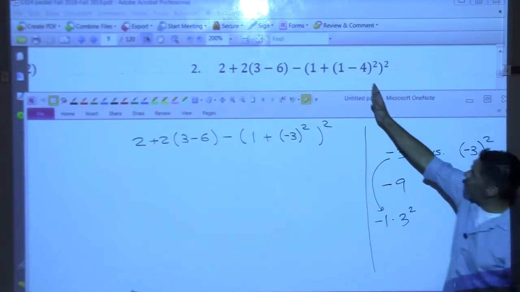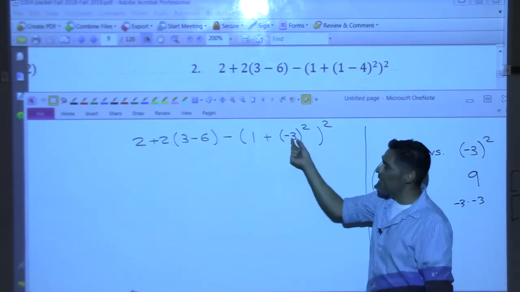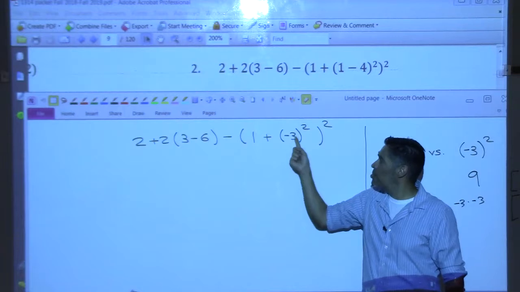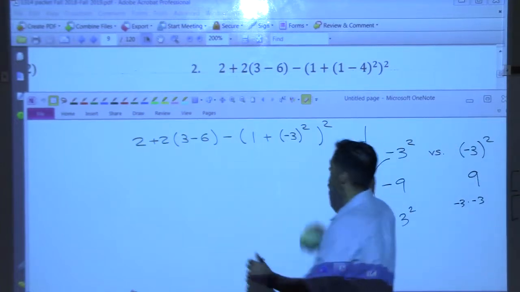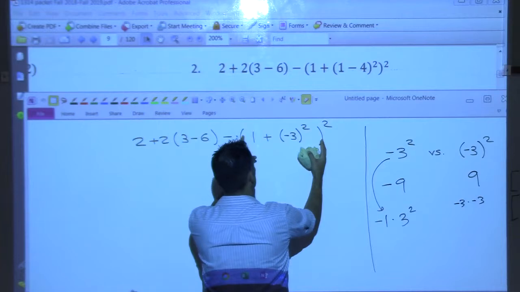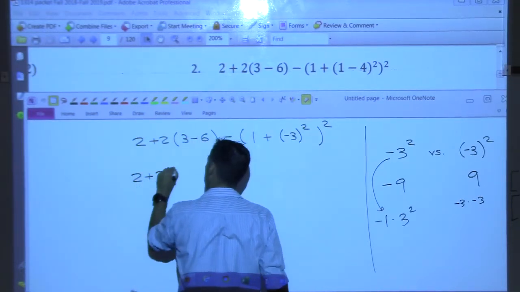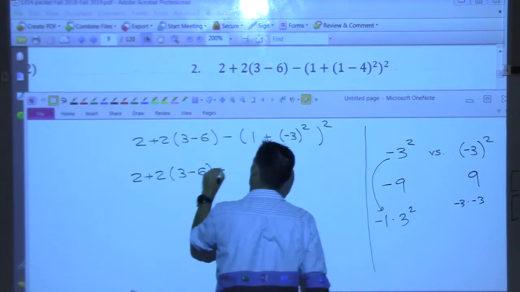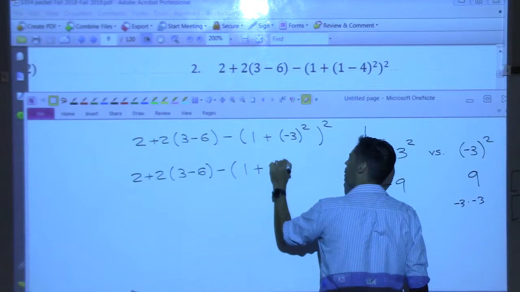So when we're here at this step, and we had this thing being squared, that -3 needs to be in parentheses so that when we square it, we're going to get that, 9. So I'm going to go ahead and do that now. I'm working inside this parenthesis. I see that I have an exponent. So 2 plus 2, 3 minus 6 minus parenthesis 1 plus what? 9, and then all of that squared.